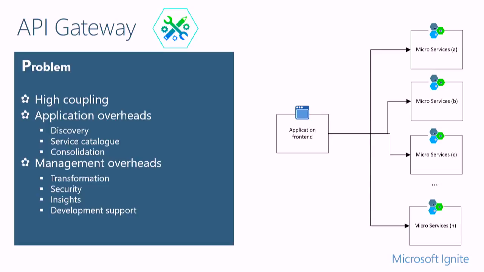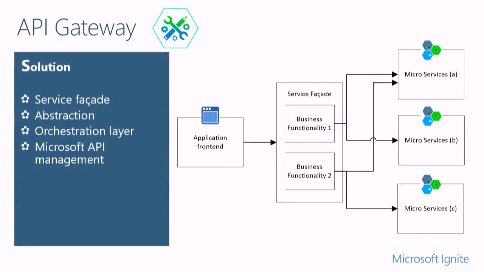So what this pattern does is to separate out all these cross-cutting concerns and then let your development team focus on writing business logic, which is most valuable to the company, right? So a pattern which solves this problem is to introduce a layer of abstraction, which is also called a service facade, in other words, which actually abstracts out all the complexity of managing these microservices and acts as an orchestration layer. A very good example of this implementation is Microsoft API management. And let's quickly look at a demo of API management in action.